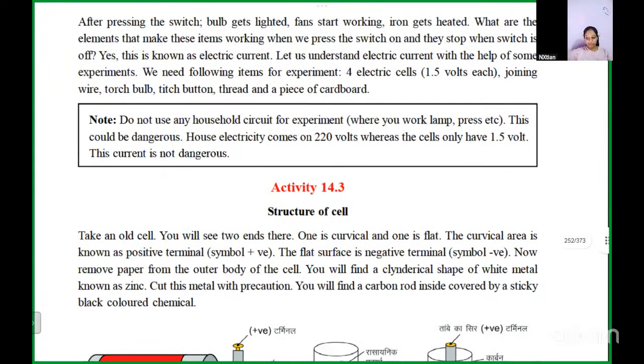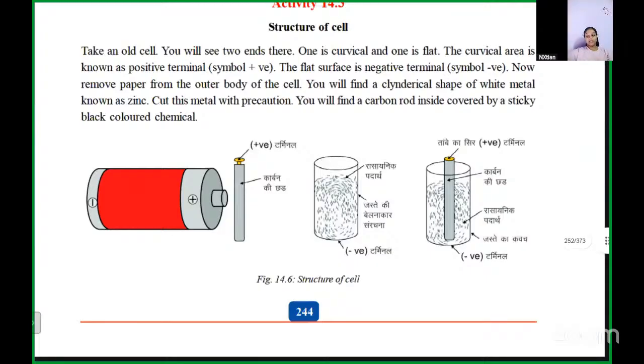Now, the structure of a cell. What is the structure of a cell? We'll take a look at it. Take an old cell. We will see two ends there. One is curved and one is flat. The curved end is known as the positive terminal and the flat surface is the negative terminal.